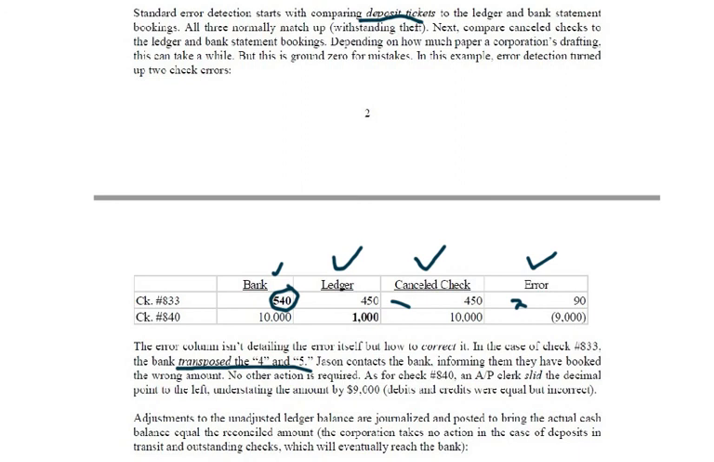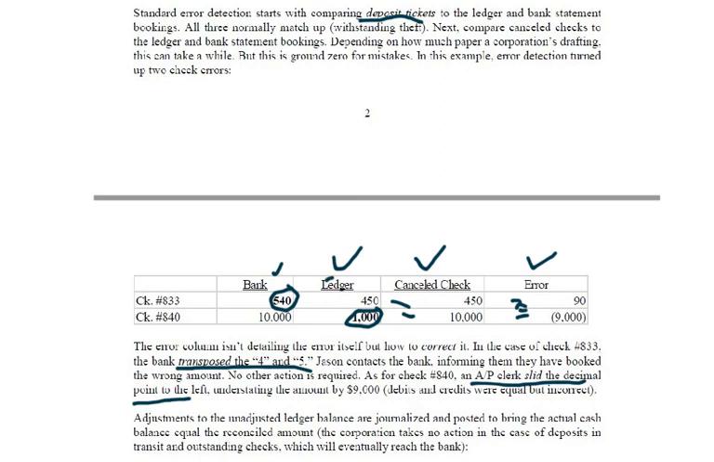Second error was check 840. In this case, the canceled check said $10,000. The bank agreed, so they were both copacetic, but our ledger balance was only 1,000 because why? Because our AP clerk slid the decimal point to the left, understating the amount by 9,000. So again, the errant 1,000 minus 10,000 equals, again, so what do we have to do here? We have to subtract $9,000 from who?